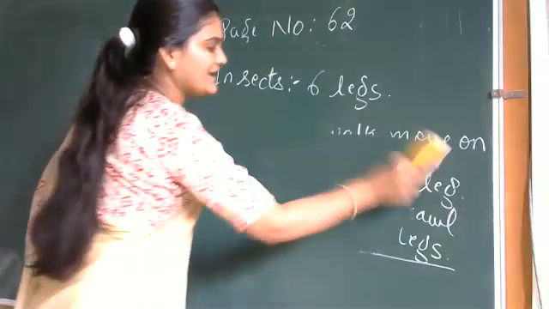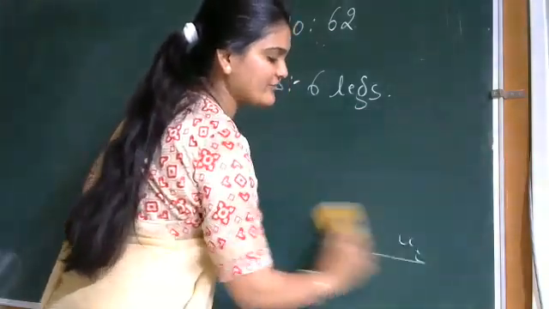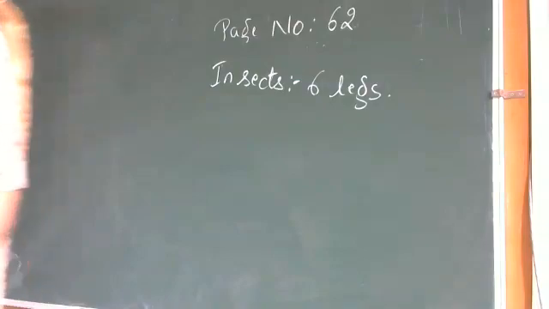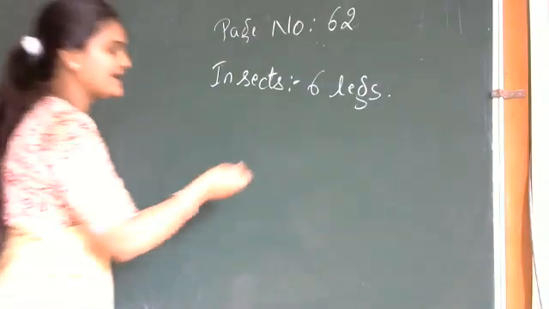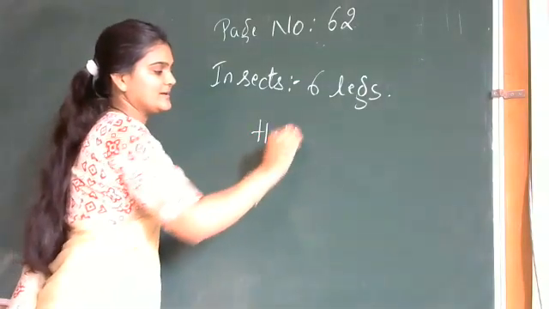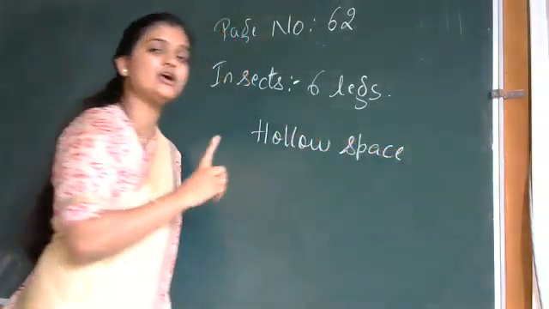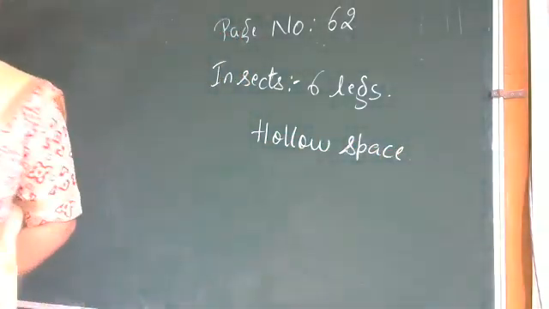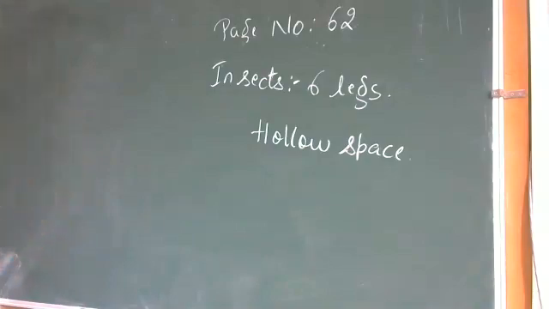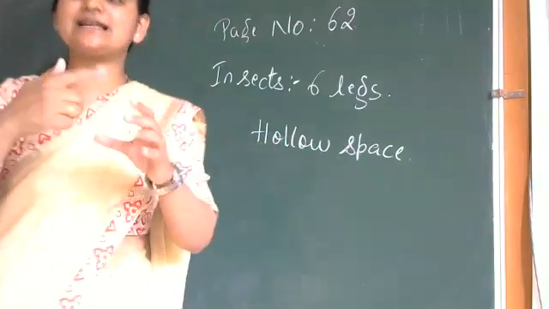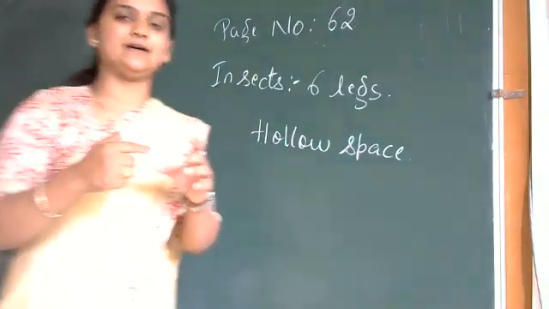Now children, tell me, the insects which have the capacity of flying, how is the body inside? They have hollow space. What is the meaning of hollow? But lightweight. Yes. What is the meaning of hollow? Hollow means what, children? It is completely empty inside.